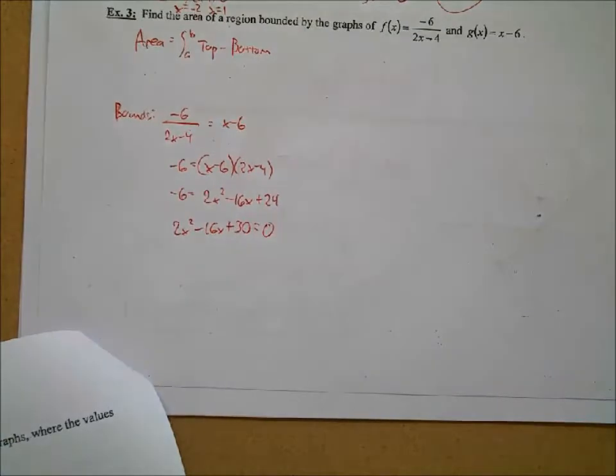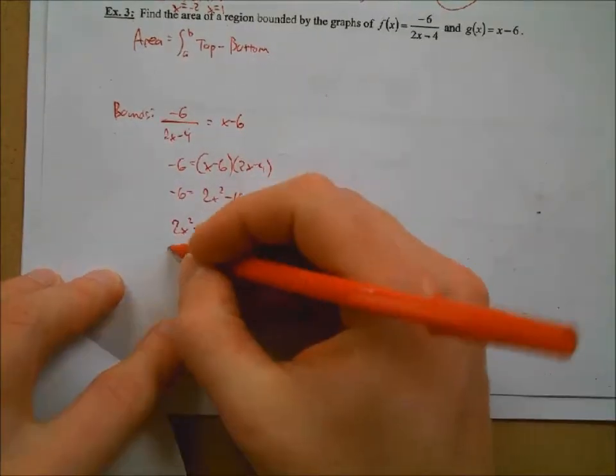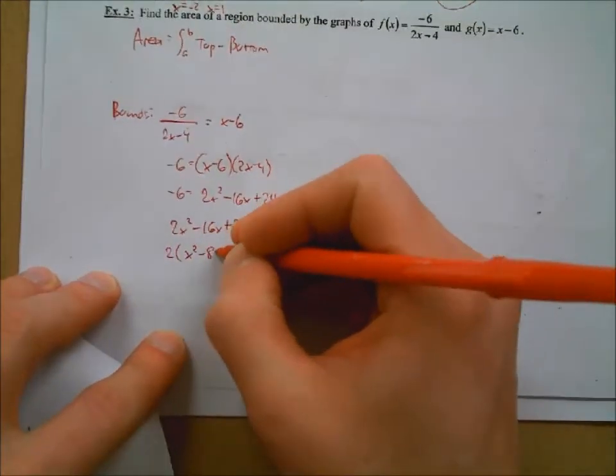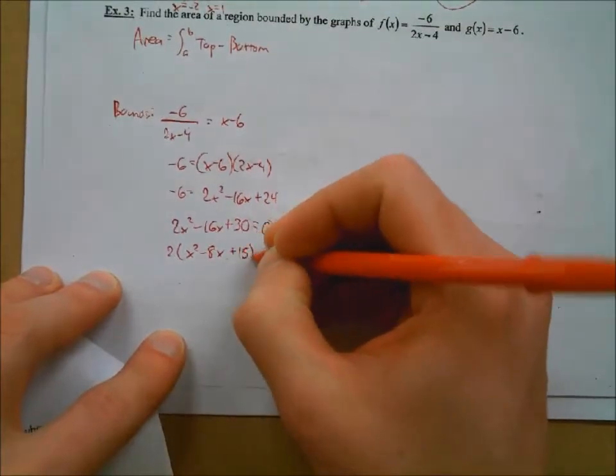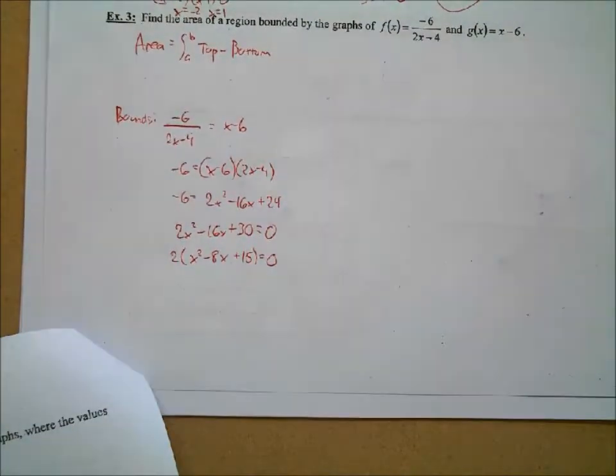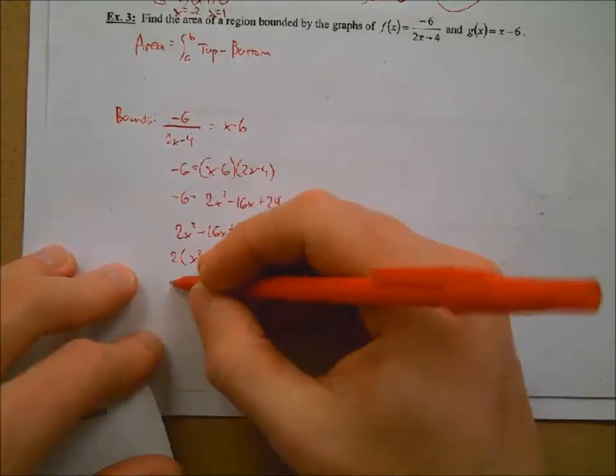Factor out a 2, right? There's a GCF of 2. Always look for that GCF. It makes life easier when you're trying to factor. So we need two numbers that multiply to make positive 15 but add to make negative 8. Negative 3, negative 5, right?